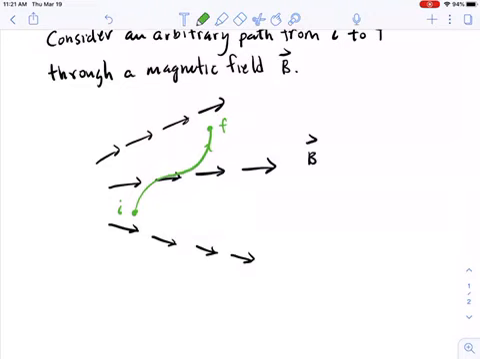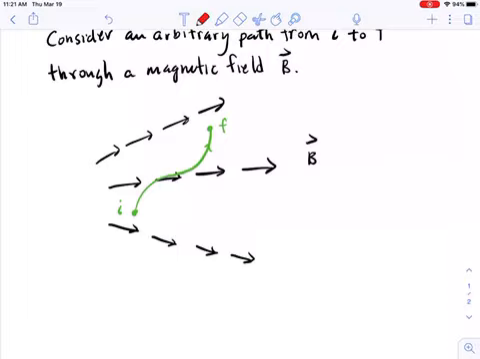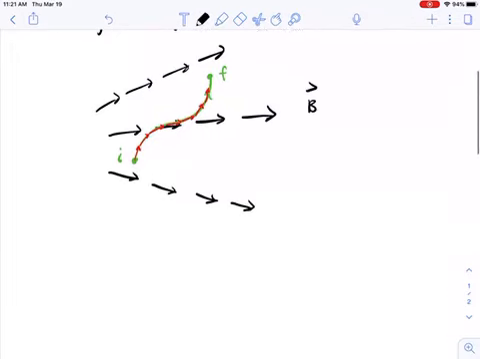Okay, so what I want to do is divide this path into a bunch of short straight line segments. These red arrows are going to approximate the curved green path, but they're going to be a bunch of short little sections that are straight. If I made the little red things short enough, I could make my approximation to the curved green path as good as I want. So we divide the path into short straight line segments.